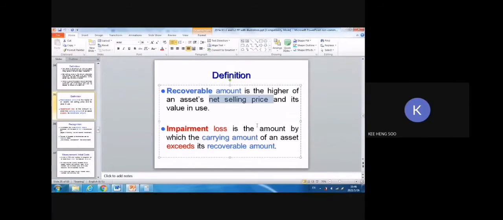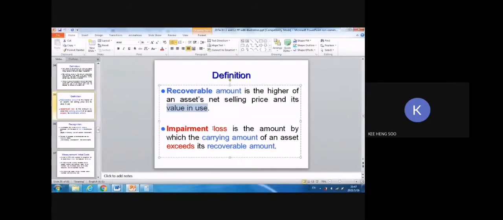Should I sell or not? I don't know. Then I ask an expert. The expert calculates for me the value in use: if you continue to use it in year 4 and year 5, how much cash can you generate? Discount it to today's price.